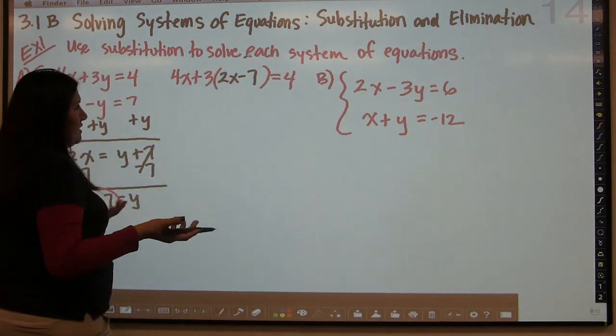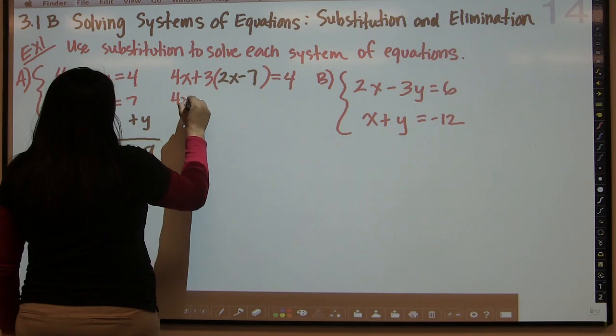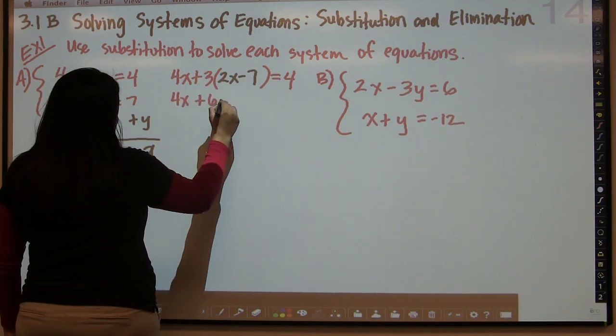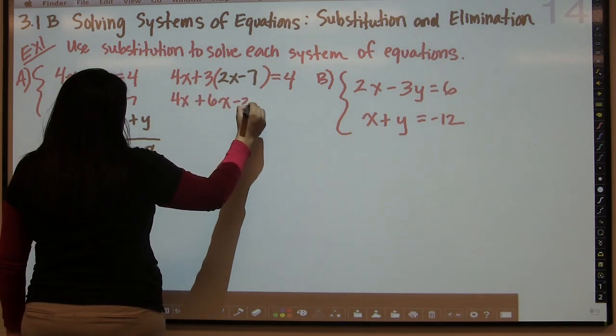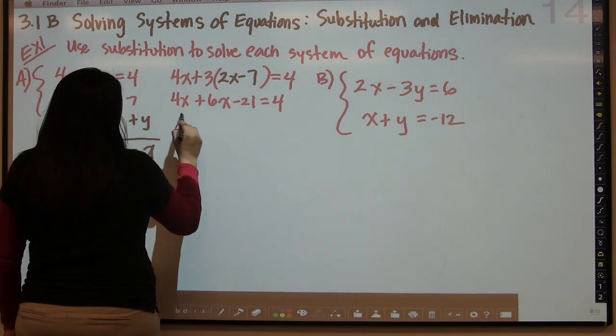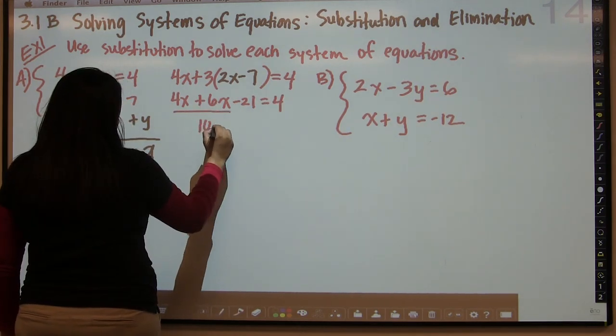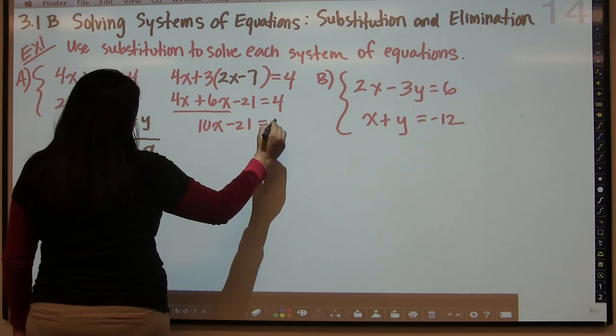And now all I have to do is solve for x. So I get 4x plus 3 times 2x, which is 6x, 3 times negative 7, negative 21, equals 4. 4x and 6x is 10x, minus 21 equals 4.